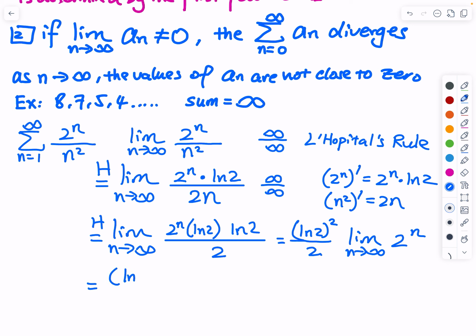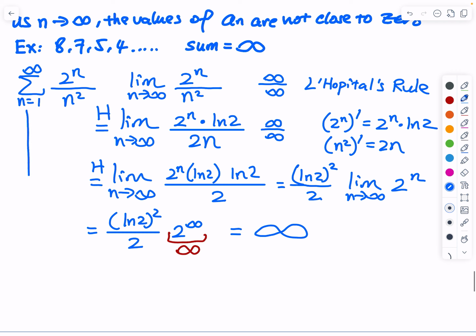In this line, I am not applying L'Hopital's rule, therefore there is no h above the equal sign. And then you have 2 to the infinity, which is just equal to infinity. Infinity times a constant. Therefore, when n approaches infinity, those terms are very, very large.